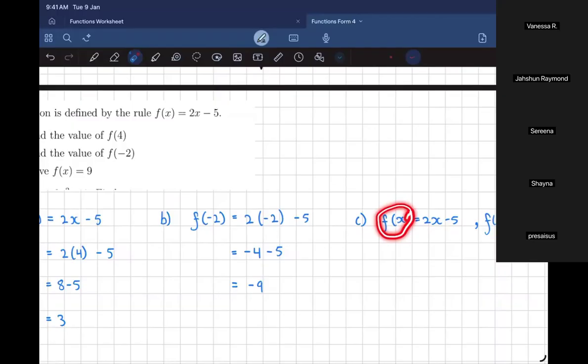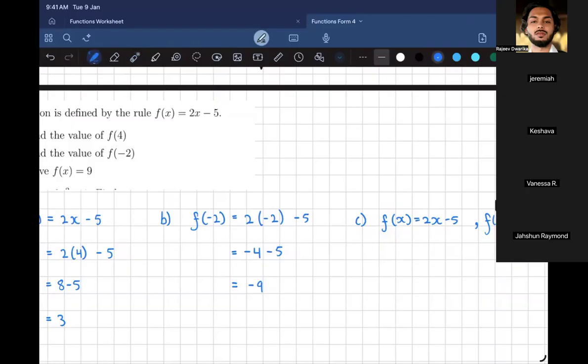I hope nobody is confused, right? Because f of x is 9, I could write 9 instead of f of x because we know they're equal. I didn't do any crazy things. So I'm going to write 9 is equal to 2x minus 5.